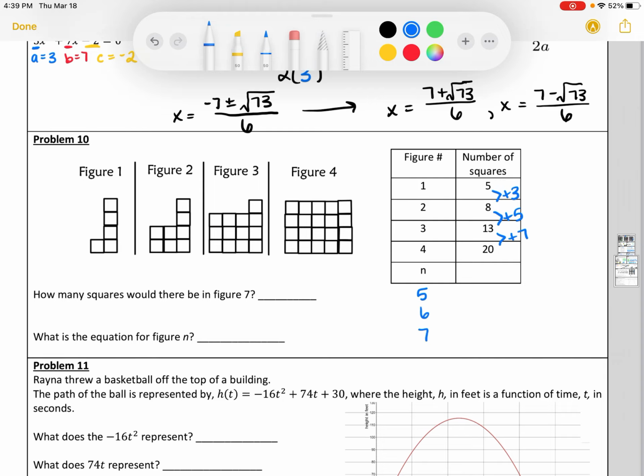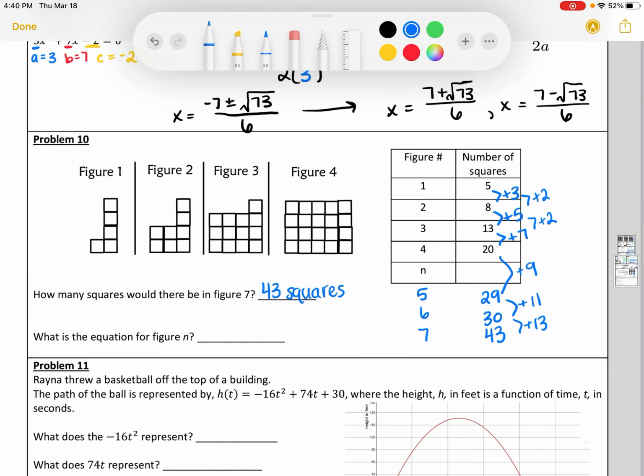5, 6, 7. I could figure it out like this. So I can see that what I'm adding by is increasing by 2 every time. So that means my next one would be adding by 9 to get to figure 5. So 20 plus 9 gives me 29. Then if I added by 9 before, now I'm adding by 11. I just keep increasing what I'm adding by 2. Adding by 11 would give me 40. And then if I add by 13, that'll get me to figure 7. That gives me 53. So there would be 53 squares in figure 7.